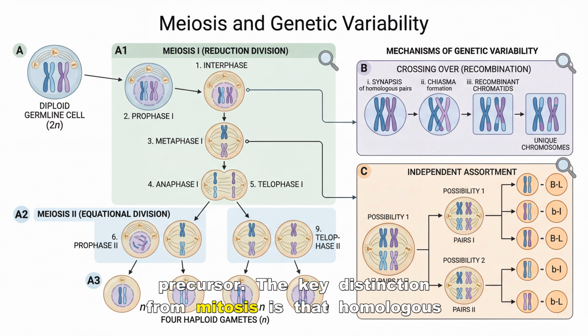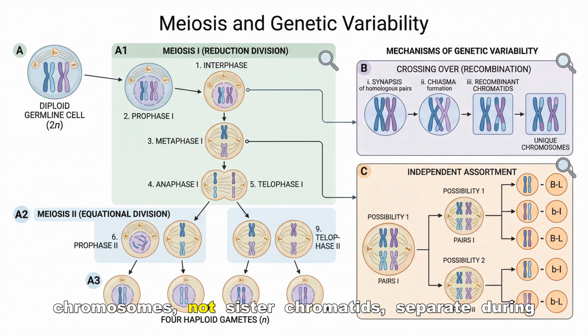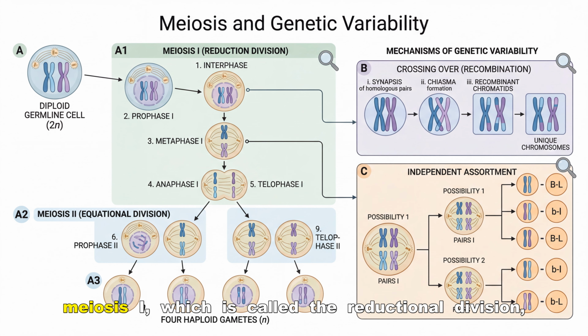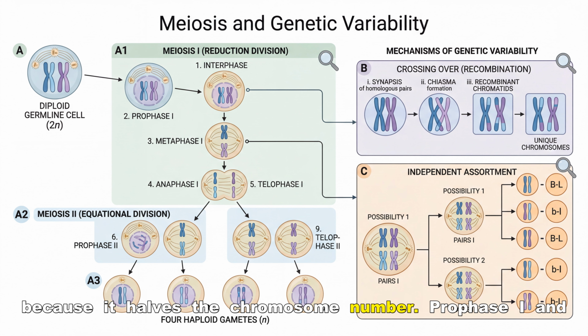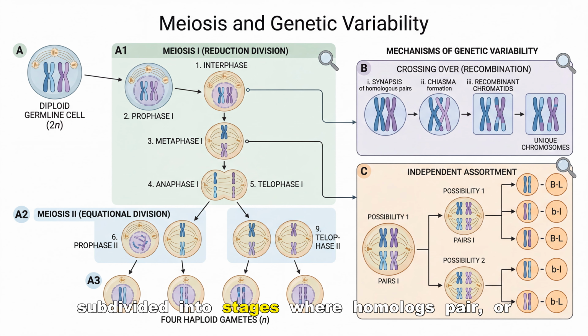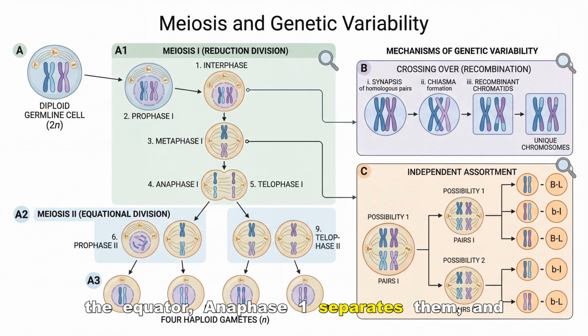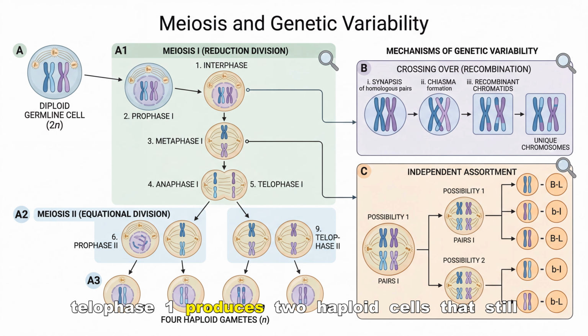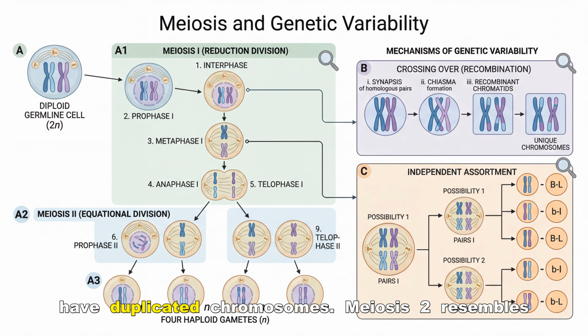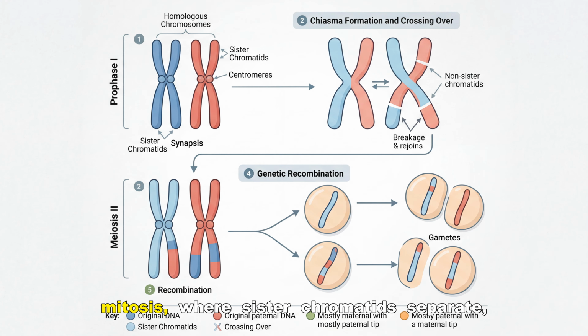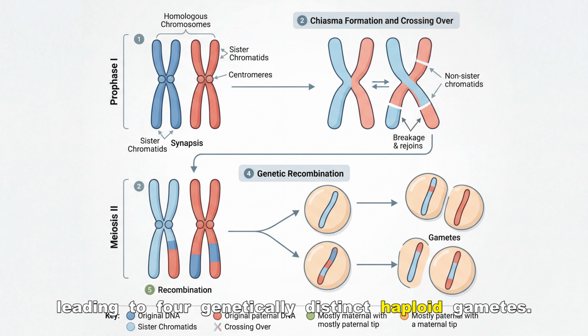The key distinction from mitosis is that homologous chromosomes, not sister chromatids, separate during Meiosis 1, which is called the reductional division because it halves the chromosome number. Prophase 1 is subdivided into stages where homologs pair, or synapse, forming tetrads, and exchange genetic material. Metaphase 1 aligns homologous pairs at the equator, anaphase 1 separates them, and telophase 1 produces 2 haploid cells that still have duplicated chromosomes. Meiosis 2 resembles mitosis, where sister chromatids separate, leading to 4 genetically distinct haploid gametes.